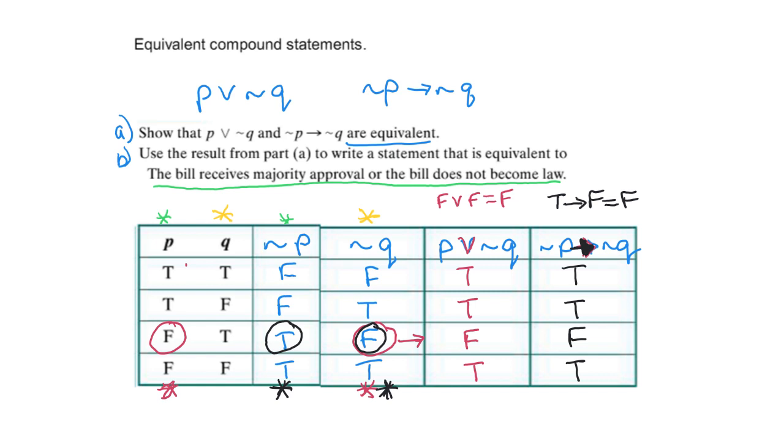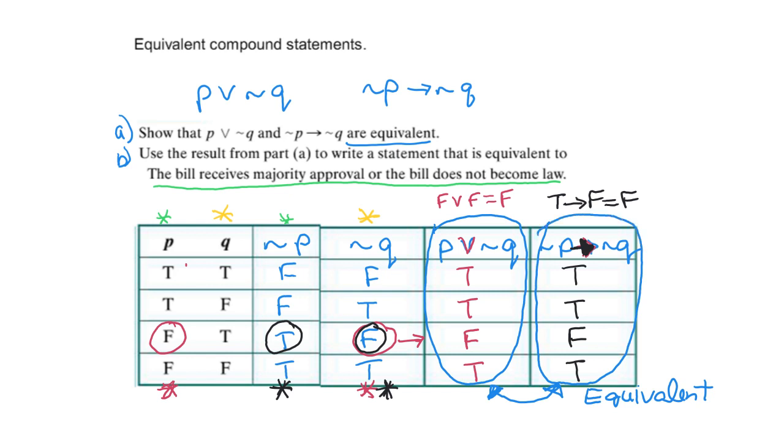At this point, if you look at both of these statements and their truth values, you can see that they are identical. So these are equivalent statements. Both of these have the same truth values: two trues, a false, and a true. So now it says to use the results that we just have, now that we know the statements are equivalent, to write a statement that is equivalent to the original statement they gave us.